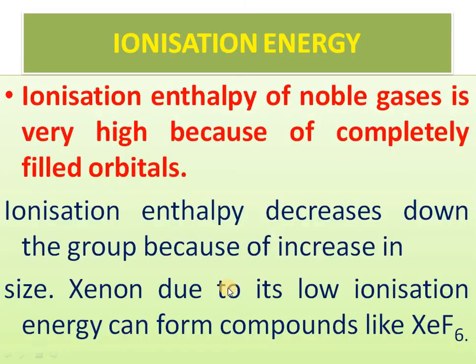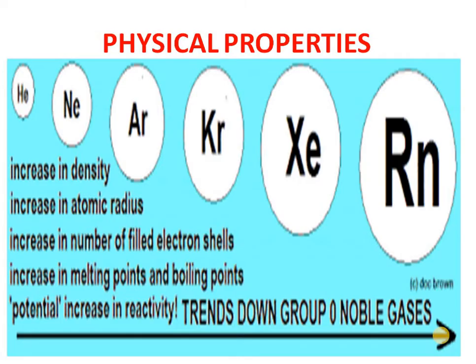Now ionization energy, as we discussed already, of noble gas is very high because of completely filled orbitals. And that too decreases down the group because atomic size increases down the group. Therefore xenon will have the least ionization energy, so it can form compounds like XeF4, XeF6, XeO2F2, XeF4. So these are the physical properties.